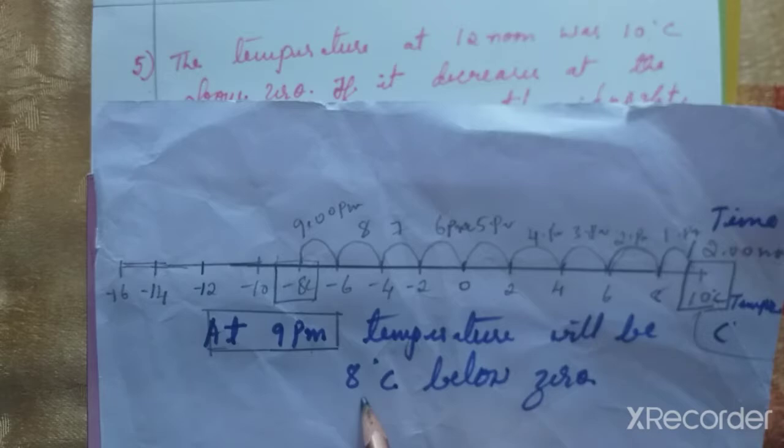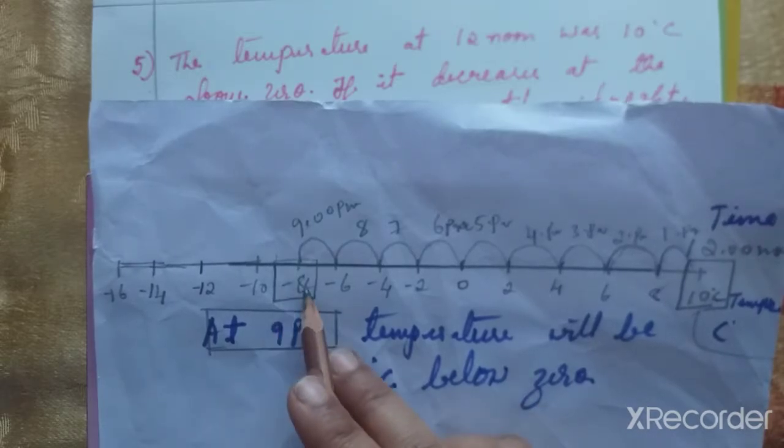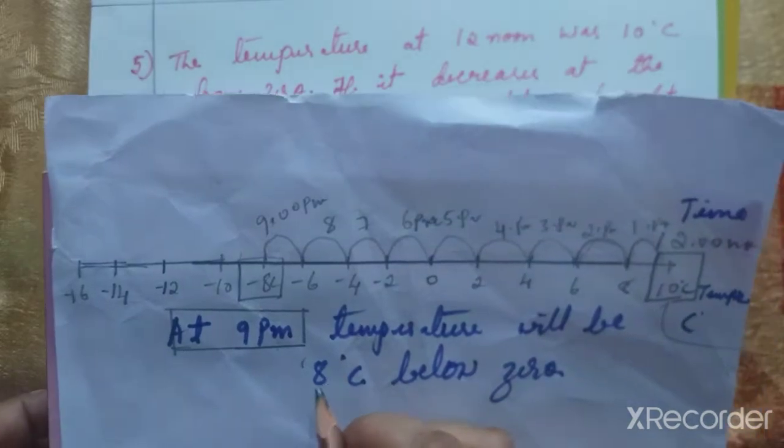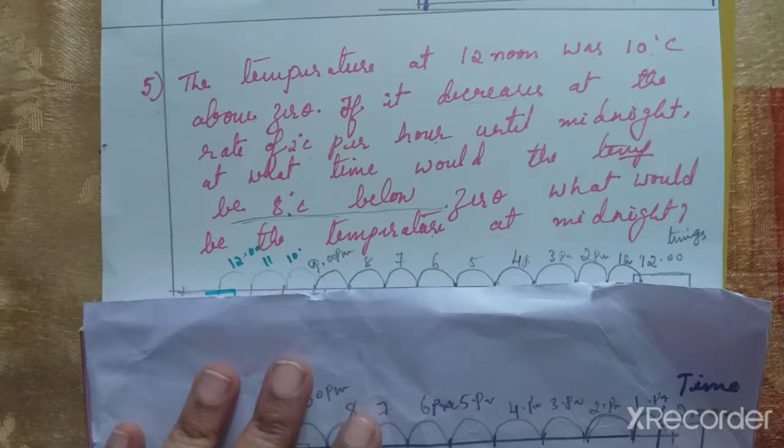So at 9 p.m. the temperature will be 8 degrees Celsius below 0. Below 0 means this is minus 8 degrees Celsius. So the first question's answer is over. Now we have to check the second question. What is the second question?